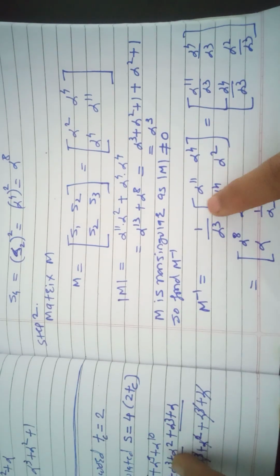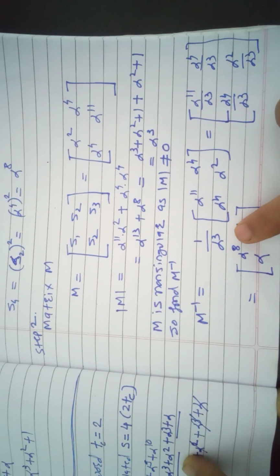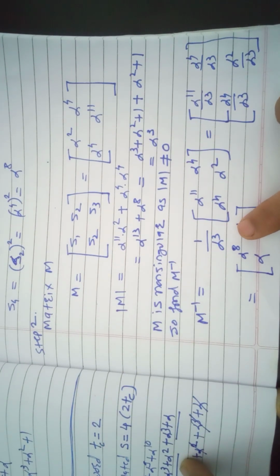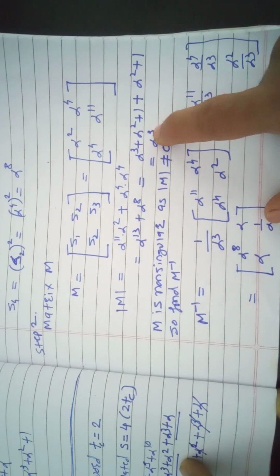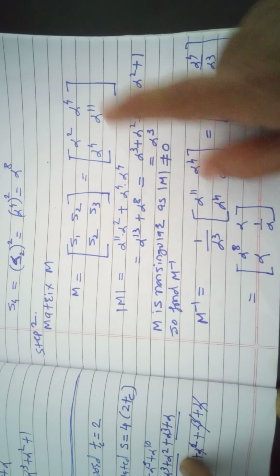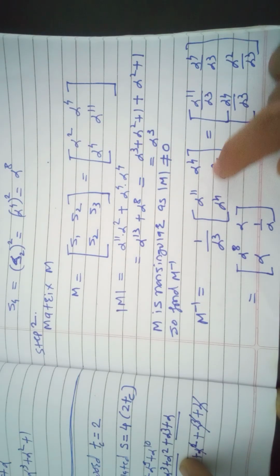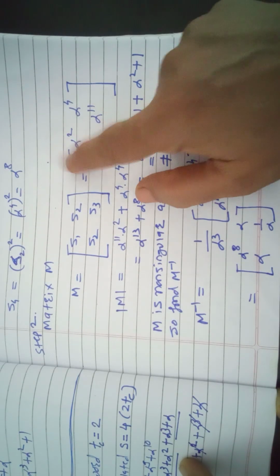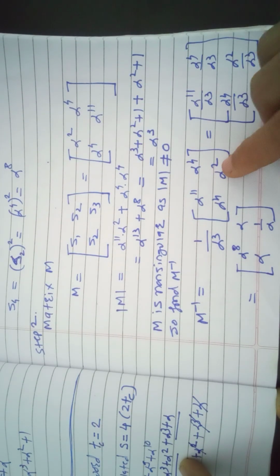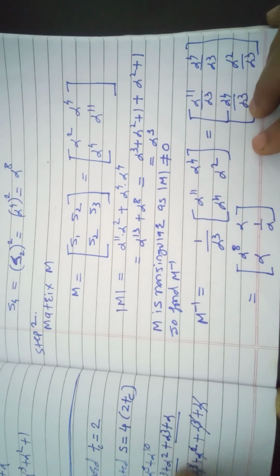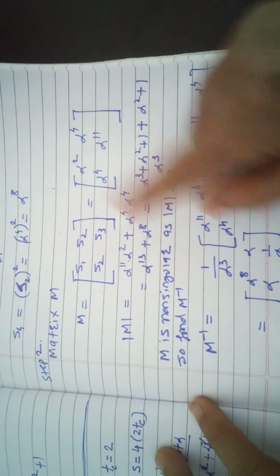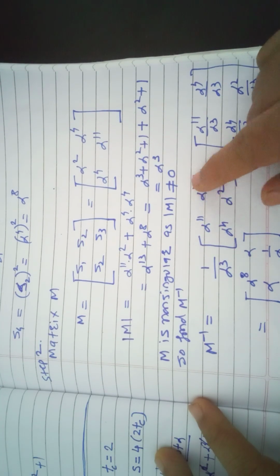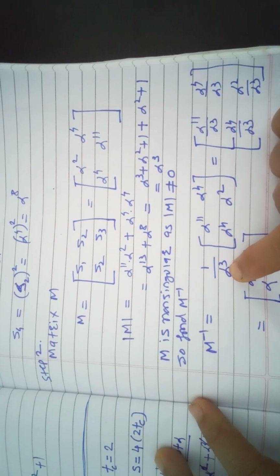So inverse of matrix M is 1 by mod M, and you have to take the cofactors of M. For that, a simple trick is that this is 1 by alpha cube, as mod M is alpha cube. Then you have to take alpha 11 here and alpha 2 here, and you have to exchange this. So 11, 2, 4, 4. So 4, 4 is the same, that's why it remains the same. After that, you have to divide it with alpha cube.